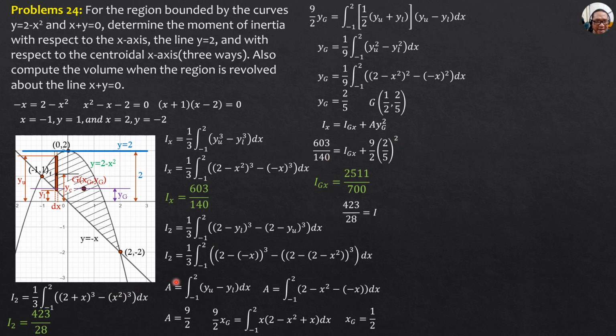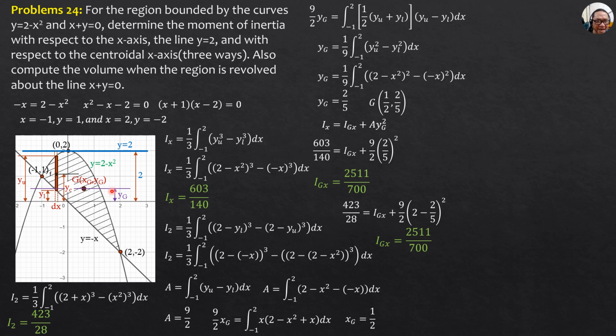So 423/28 equals Igx plus 9 halves quantity 2 minus 2/5 quantity square, from this figure. So Igx is also 2511/700. The third way is to reinforce the concept of moment of inertia with respect to this axis here.